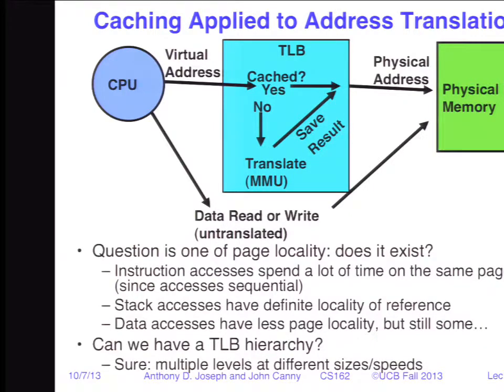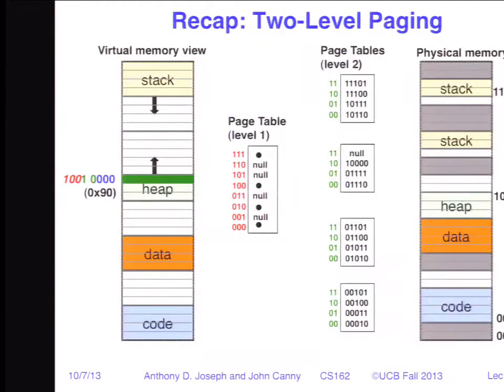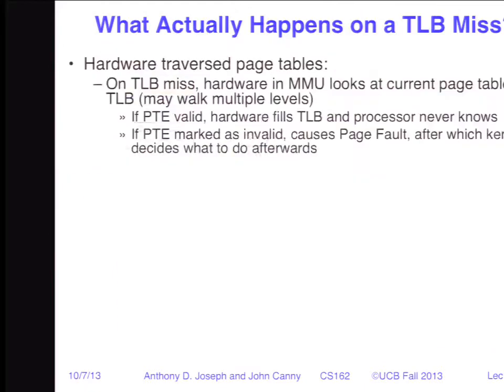Now, can we have a hierarchy of TLBs? Absolutely. We could have multiple TLBs, as we'll see in a moment, of different sizes and speeds. Again, remember with two-level paging, there are two sets of memory references in order to read a byte. We had to read our top-level page table entry, then our second-level page table entry, in order to be able to read our entry here. So what happens when we don't find something in the TLB?